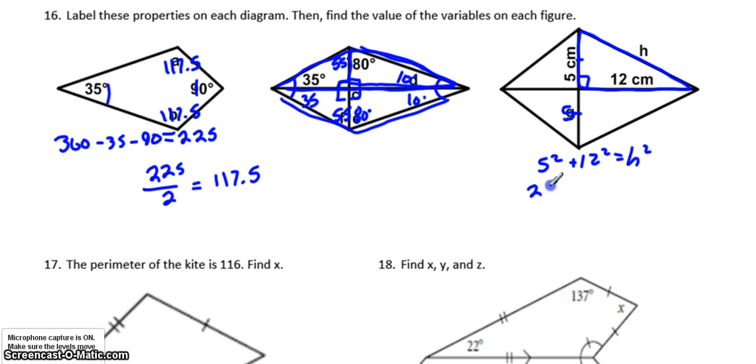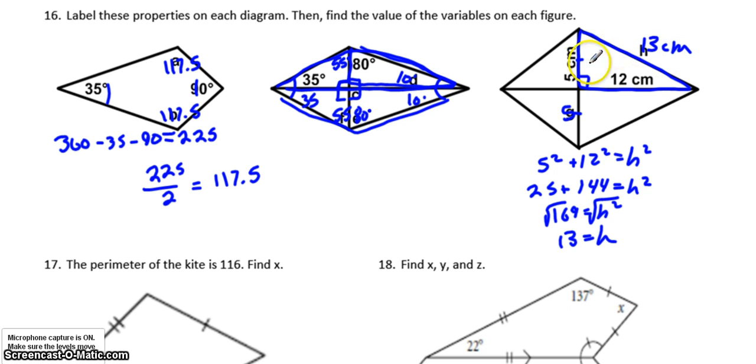5 squared is 25. 12 squared is 144. Bring down the H squared. Add them together, we get 169 equals H squared. And taking the square root to get H by itself without the squared, we get 13 equals H. And so H must be 13 centimeters, which is pretty reasonable. It's longer than the other two sides, but not by very much.